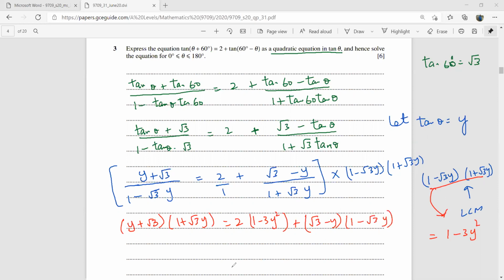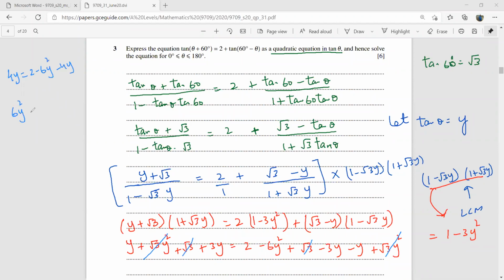Now please simplify this and tell me. So I have 4y on the left hand side, and I have 2 minus 6y squared and minus 4y on the right hand side. So this becomes 6y squared plus 8y minus 2 equal to 0. And you can write it as 3y squared plus 4y minus 1 equal to 0, where y is tan theta. Just remind the examiner uncle that y is tan theta.